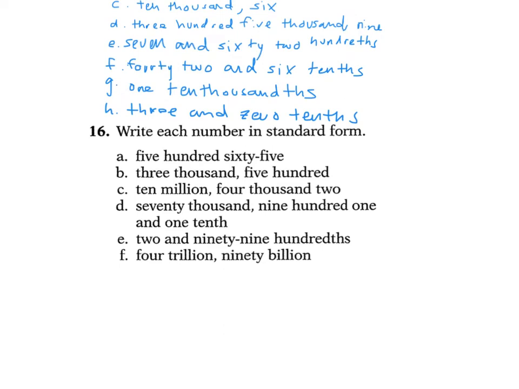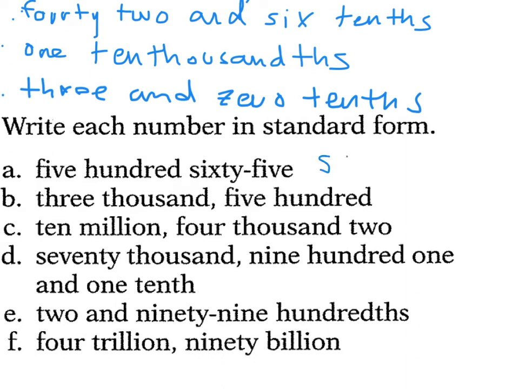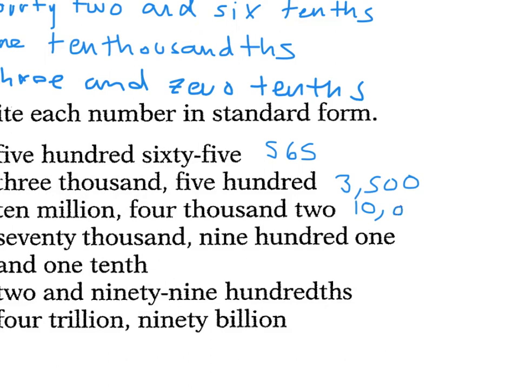So for 16, now we're going to go the other way. So it's going to give us our number written out in words, and we need to write the number down. So for part A, we have 565, so this would be written as 565. For B, we have 3,500, so 3,500. C, 10,004,002. So this would be 10,004,000. So we have 0, 0, 4, and then it ends with 2. So then we have 0, 0, 2.